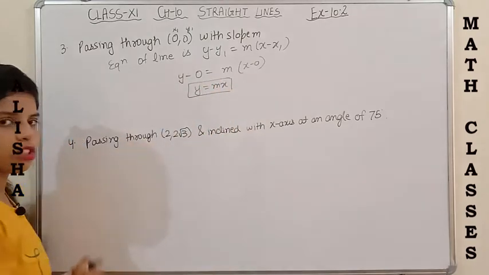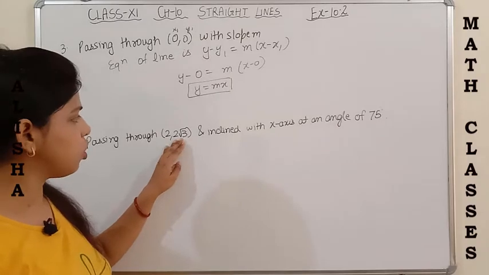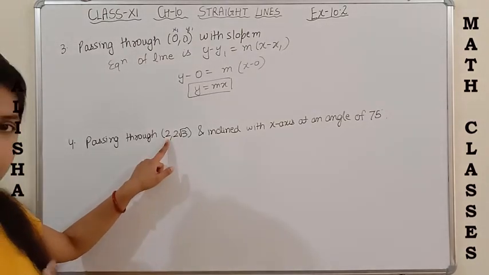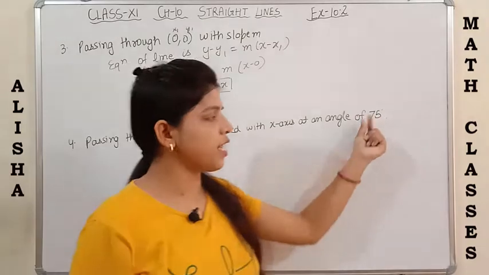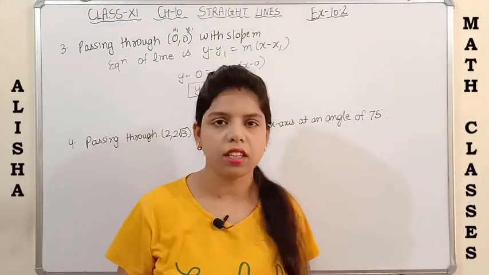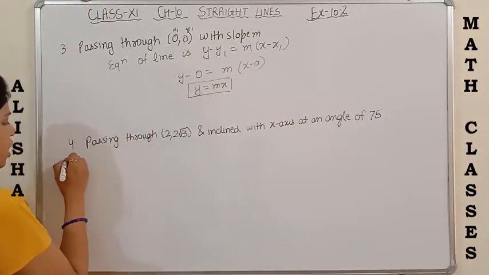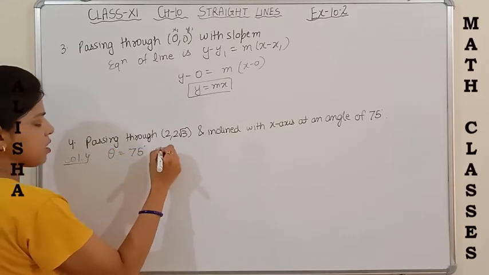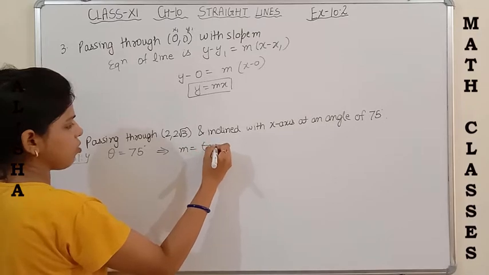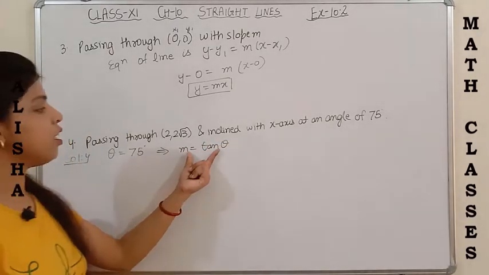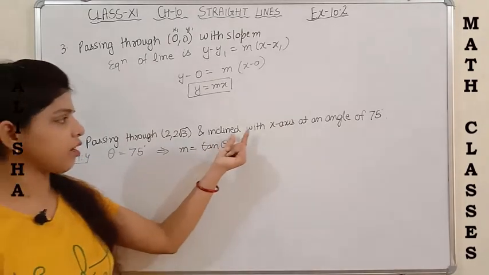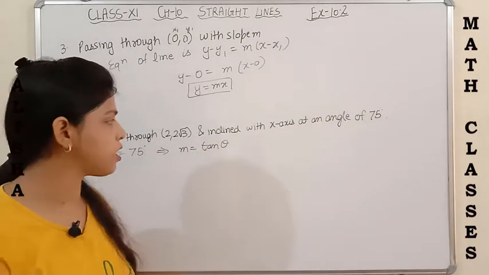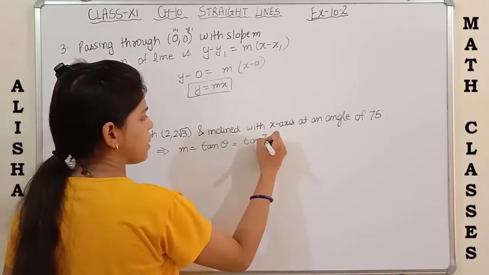Very simple. Next question number 4 is, passing through (2, 2√3) and inclined with x-axis at an angle of 75 degree. So here the point is given but slope is not given, but you know that if theta is given, then we can find the slope by using the formula m = tan theta. So the solution will be like this: theta is equal to 75 degree. This implies slope m = tan theta. We have done this in exercise 10.1 also. Whenever we are given any angle that the line is making with the positive x-axis, then slope is given by m = tan theta. So theta is here 75 degree.